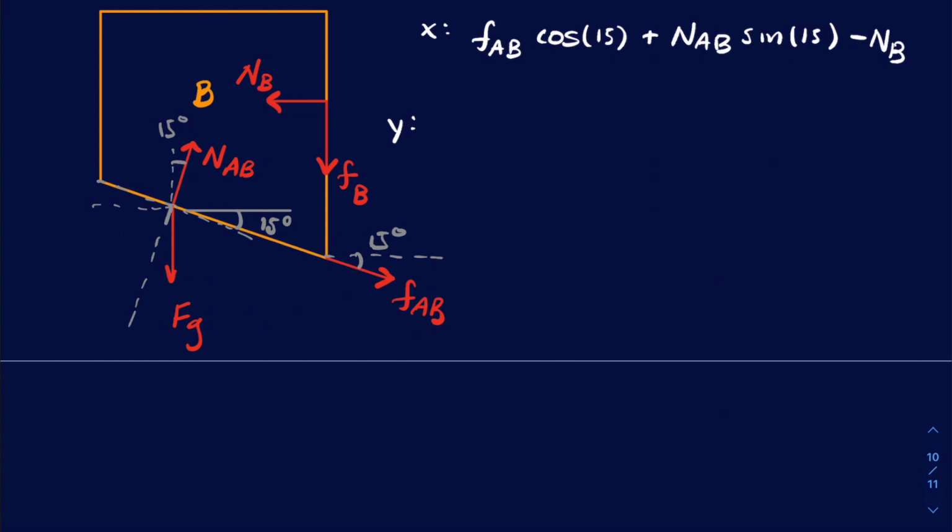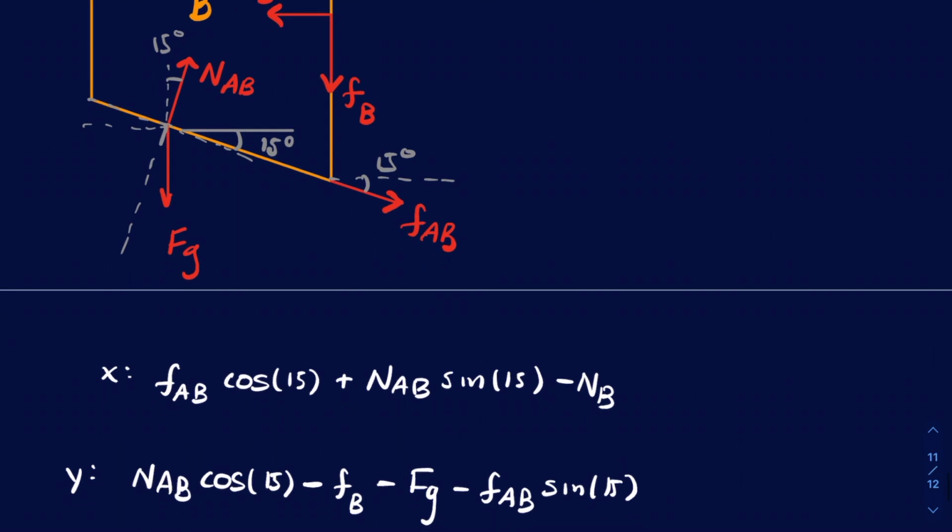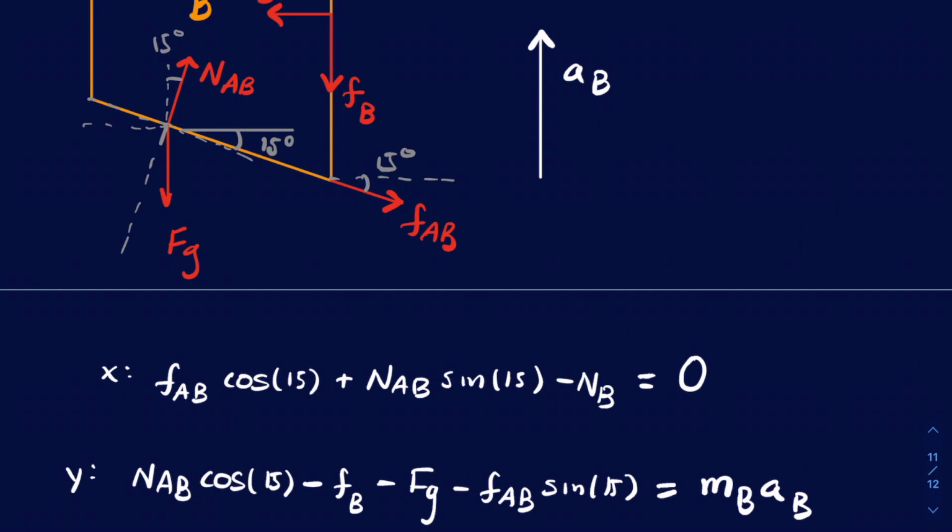Now in the y direction, we have NAB acting in the positive direction. We have negative FB. We have the force of gravity as well acting in the negative direction. And finally, we have FAB acting in the negative direction as well. So since block B is just moving up the wall, that means the acceleration of B is just in the y direction. There's no acceleration in the x direction. So our y forces are going to equal the net force, or the mass of B times the acceleration of B. And the forces in the x direction are just going to equal 0.